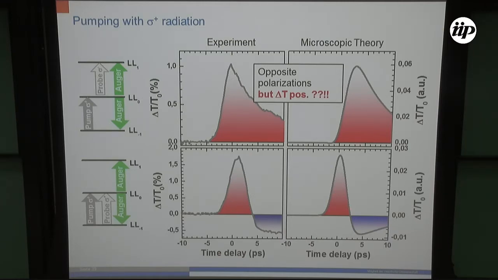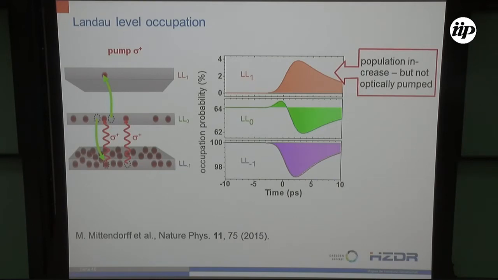So what's going on? Well, let's look at the level occupation, what the theory is telling us. So we pump this transition, and then we look at the occupation of these 3 lowest levels. And you see the occupation of the first lambda level shoots up. So this is surprising because we don't pump into it. We just pump this transition.